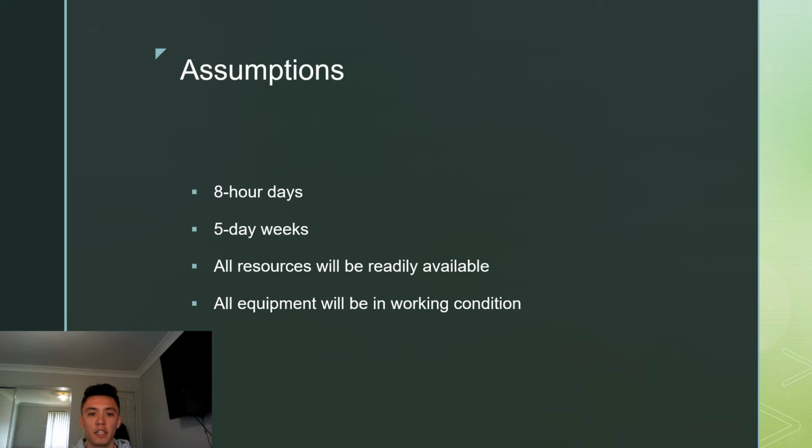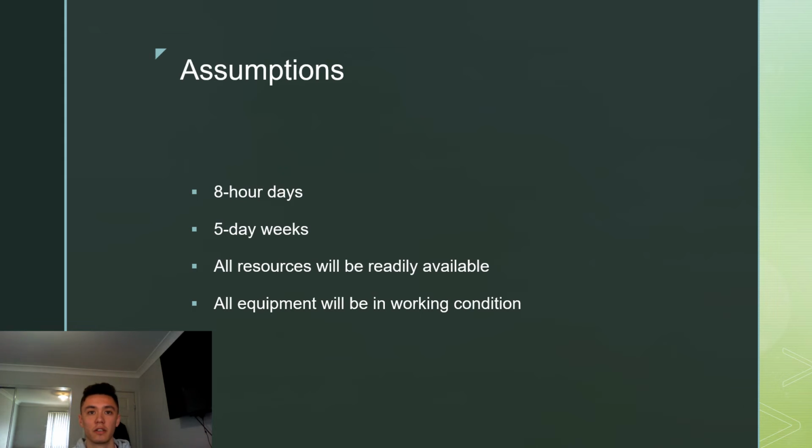Assumptions have to be made to be able to plan effectively. The assumptions we have made in our project are that the workday will be 8 hours and there will be 5 working days in a week. We have also assumed that there will be no issues with resources and equipment. To counter the event that there are any issues, we have added 10 days of leverage contingency at the end of the project.